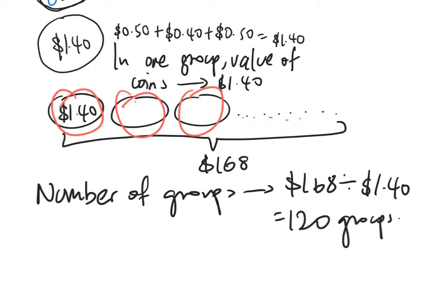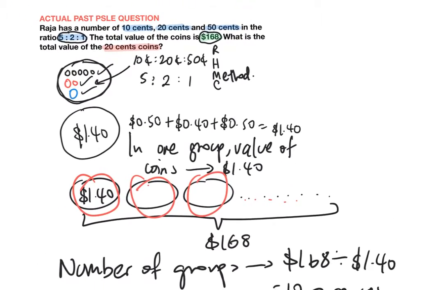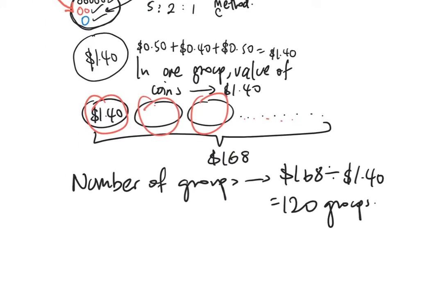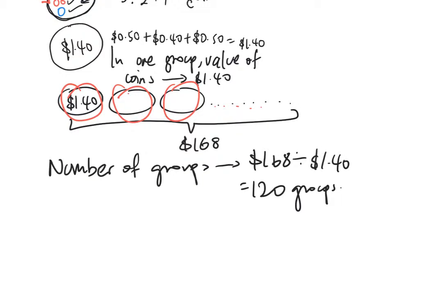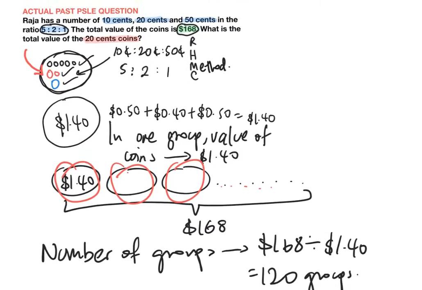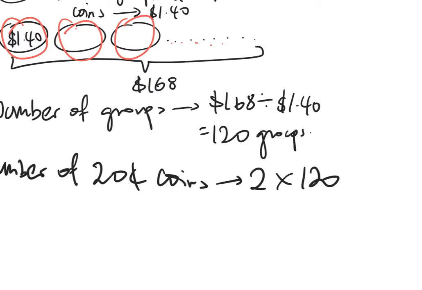So the question is this: what is the total value of the 20-cent coins? Now let's backtrack. In one of these groups of coins, we have two 20-cent coins. And remember this, we have 120 groups. So the number of 20-cent coins is 2 times 120. Why 2? Because each bag has two 20-cent coins. We have grouped it as such. So you're going to have 240 20-cent coins.